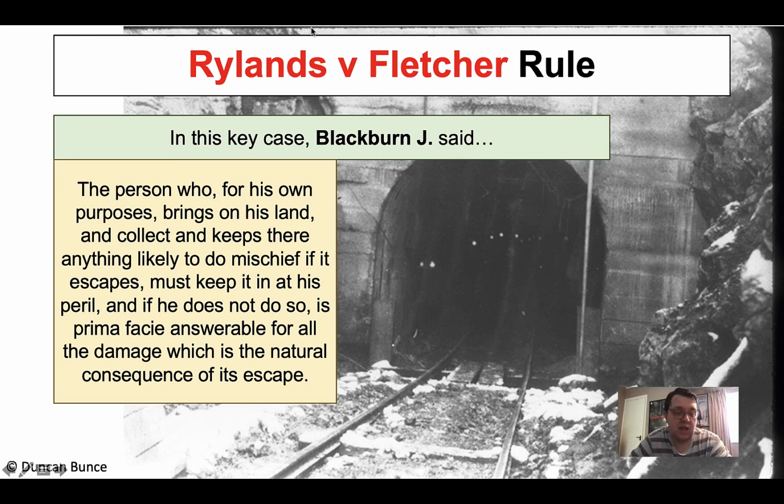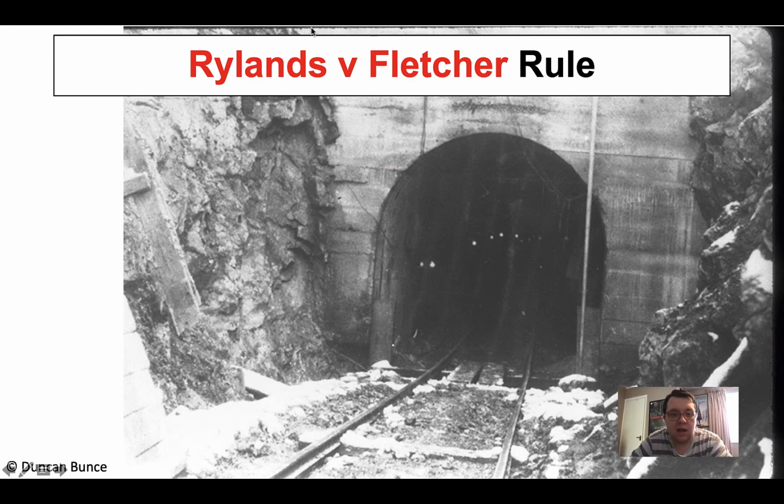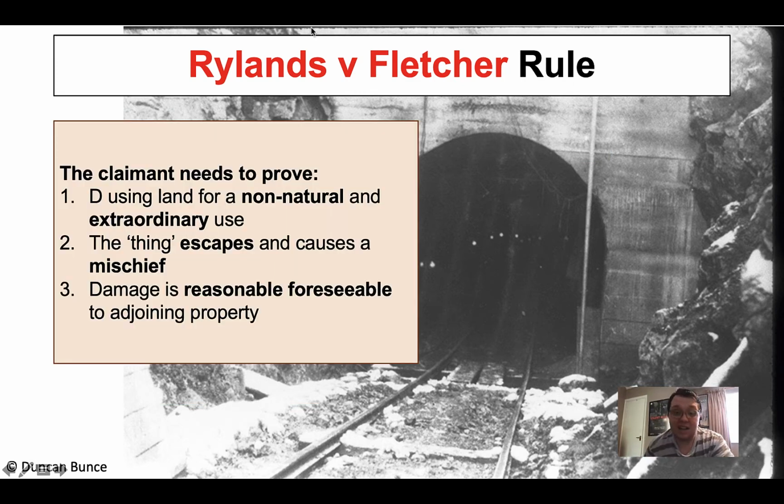We need to break this down in terms of the key components you'll need to outline in an exam scenario, and then go on to claim, in your view, whether or not the claimant has them. So we've broken that down into three parts. The claimant needs to prove first that the defendant is using the land for a non-natural and extraordinary use. It's very important that you don't forget both of those elements, non-natural and extraordinary.